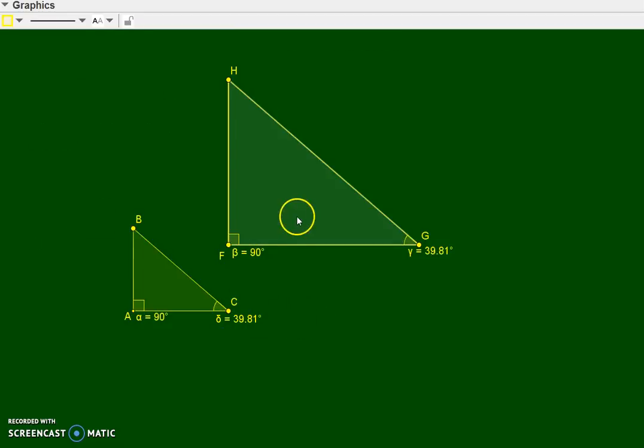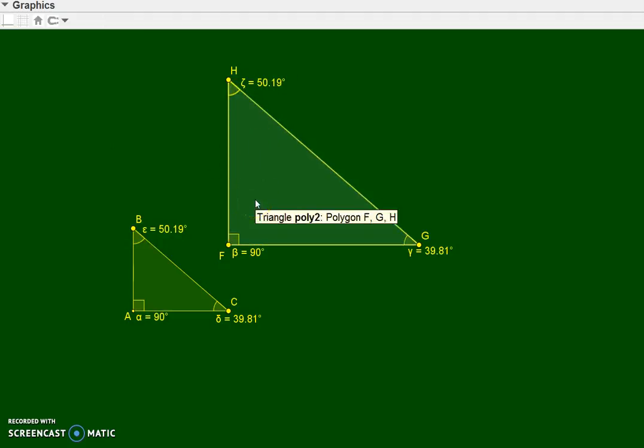Here we have two triangles, and we have angle A is 90 degrees, angle F is 90 degrees, and angle C is 39.81, and G is 39.81. By the third angle theorem, angle H has to be congruent to angle B, and so if we bring those two angles back in, we can see that they're both 50.19.